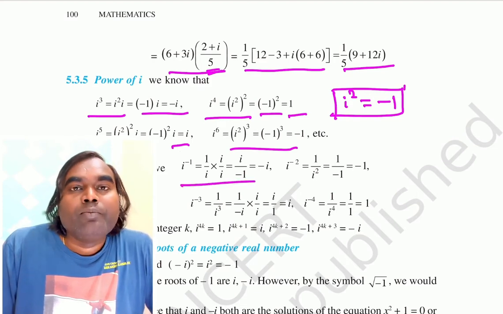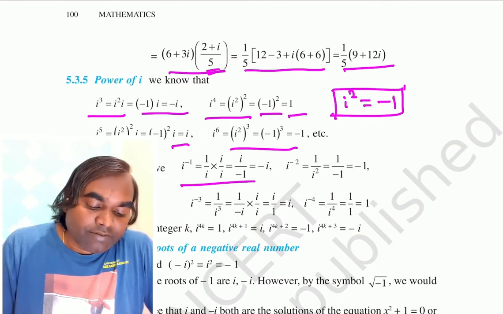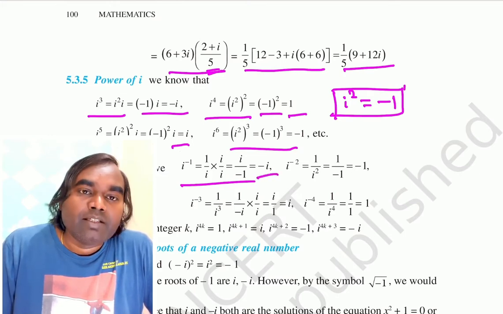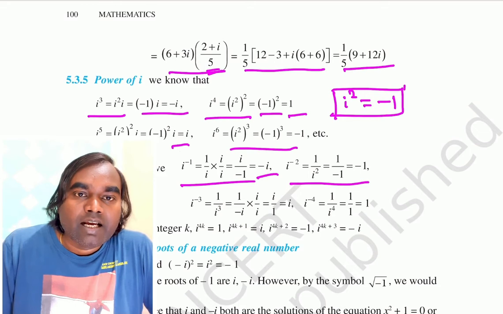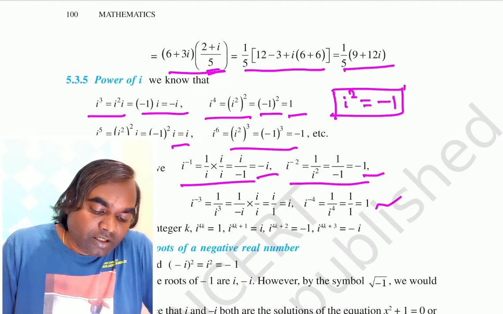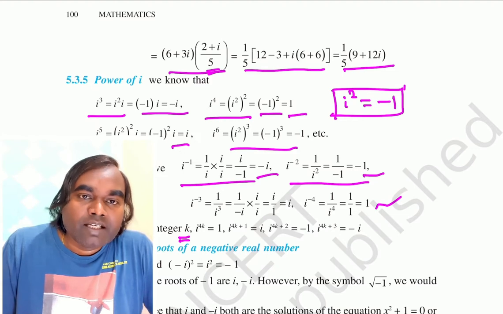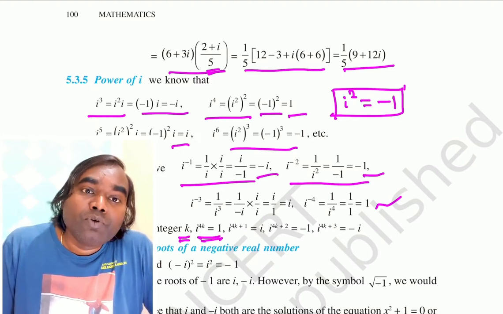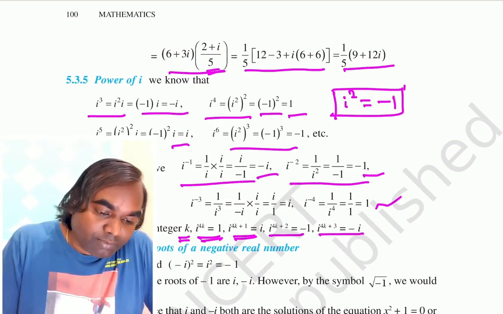Now i to the power minus 1 means it can be written as 1 by i, and after simplification this gives minus i. Similarly, i to the power minus 2 can be written as 1 by i square, and that is equal to 1 by minus 1 is equal to minus 1, and so on. So in general, for any integer k, we can write i to the power 4k is equal to 1, i to the power 4k plus 1 is equal to i, i to the power 4k plus 2 is equal to minus 1, and i to the power 4k plus 3 is equal to minus i. So remember this relation.